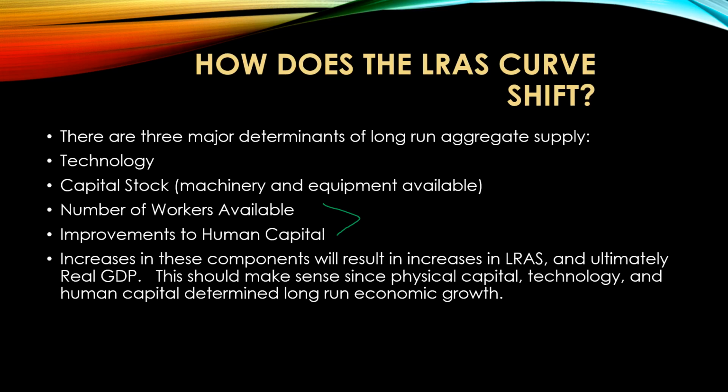So if we're educated, we're innovative, and we have the tools that we need to succeed, then we're much more productive as laborers and much more productive as an economy. So all of those things continuously improving over time is what is allowing for real GDP to go up, or that potential real GDP to go up.